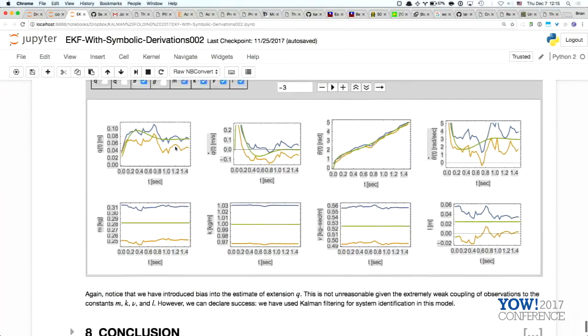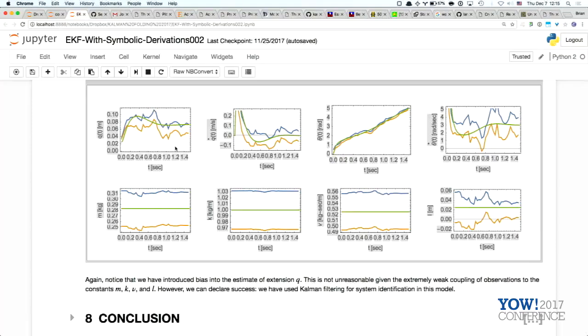And then I cross-verified this with Mathematica, and you can see even the bias is maintained there. So whatever the source of this bias, it's fundamental to the problem and not to the particular solution that I'm using.